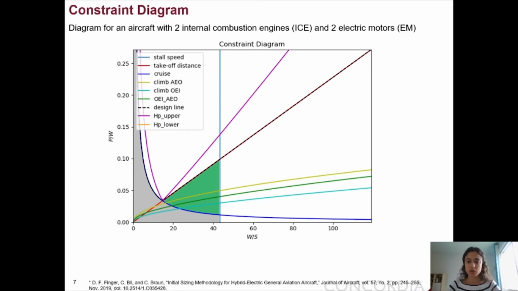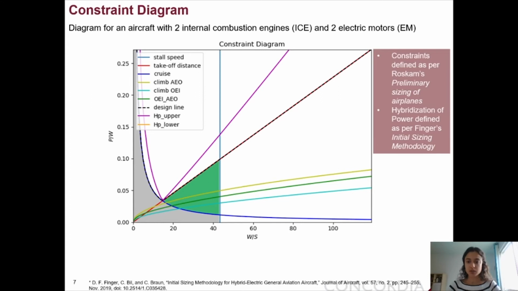We can see the constraints for stall speed in light blue, for takeoff in red, for cruise in dark blue, and several constraints for climb. The constraints were calculated based on the definitions in Roskam's Preliminary Sizing of Airplanes book. The hybridization of power was defined using Finger's initial sizing methodology.